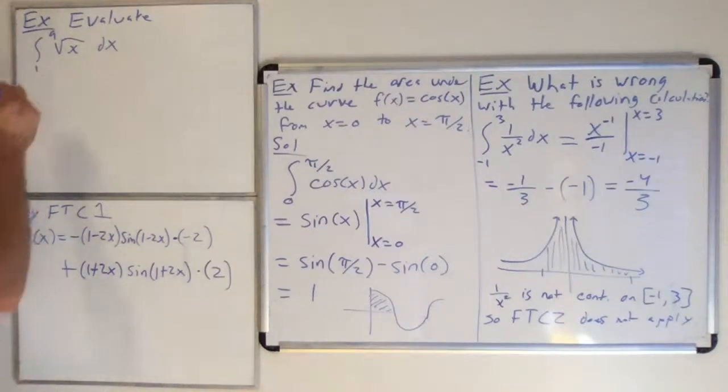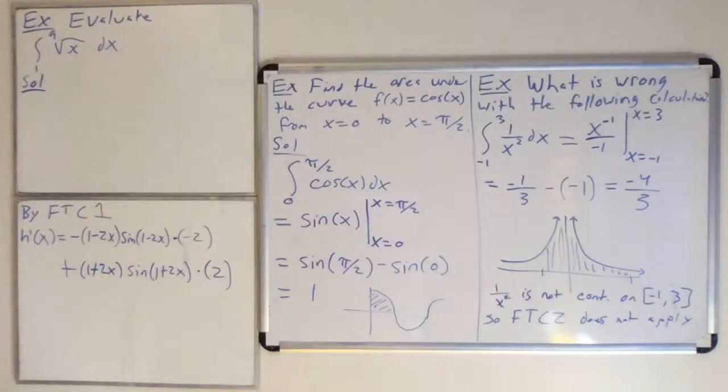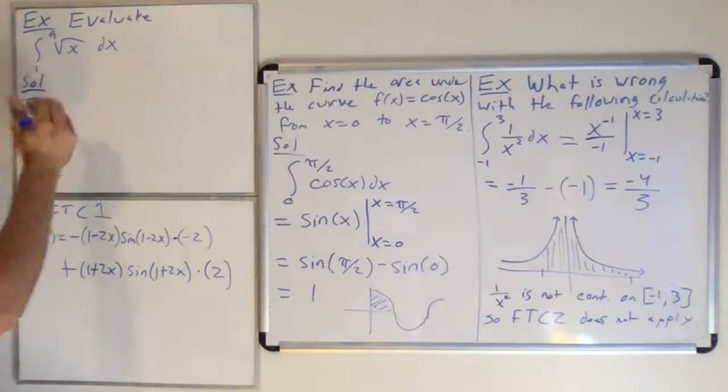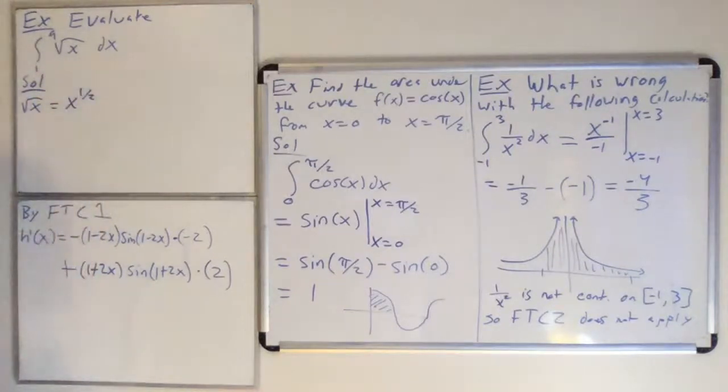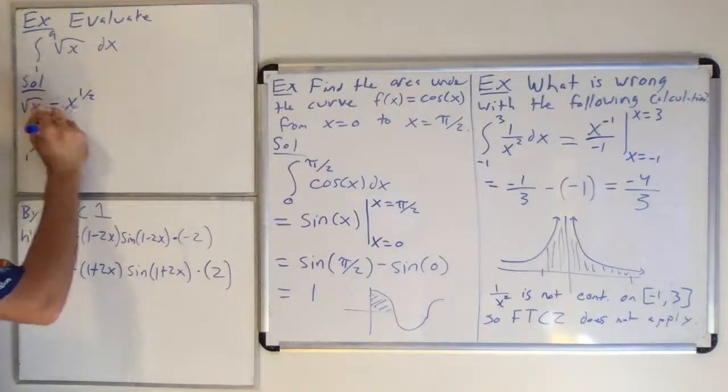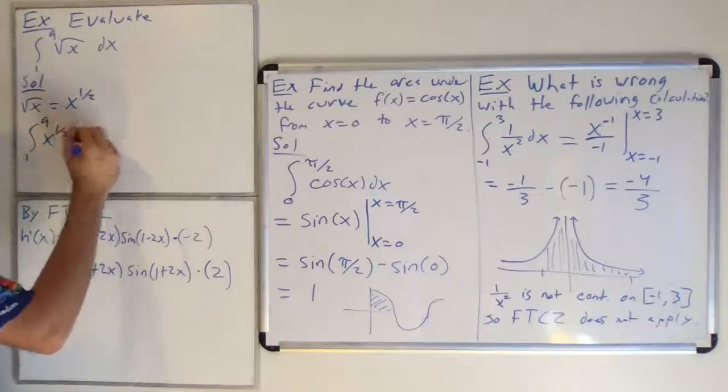All right, so maybe some of you aren't sure where to get started. That's okay. So just remember, the square root of x is our notation for writing x to the 1/2 power. So for this class, and life in general, it's probably best to just leave it like x to the 1/2. So really what we're trying to do is find the integral from 1 to 9 of x to the 1/2 dx.